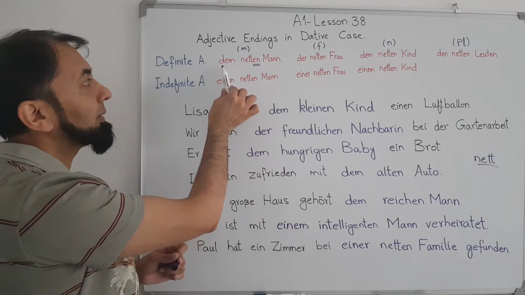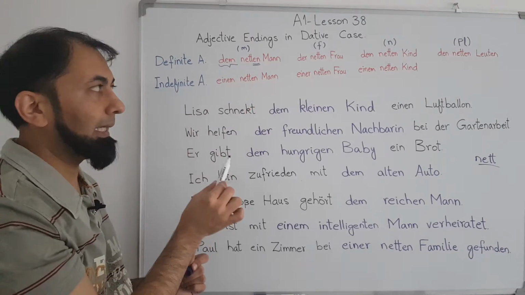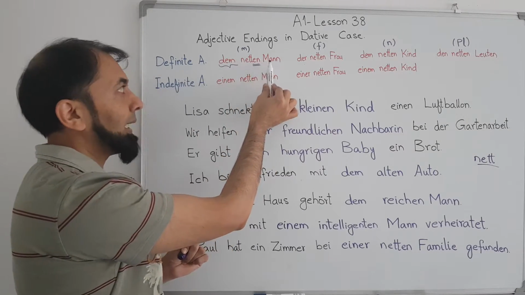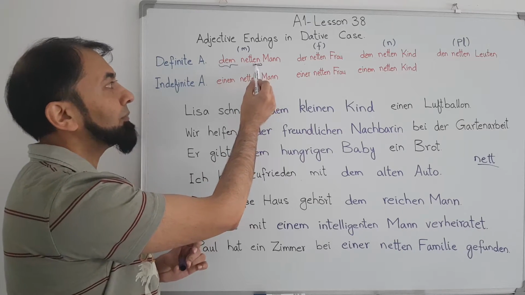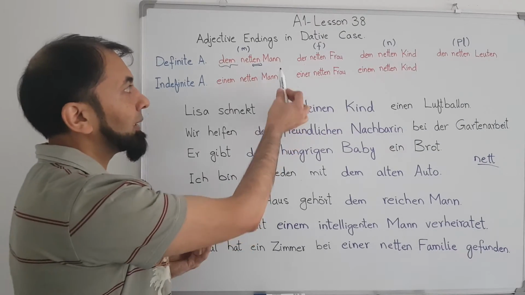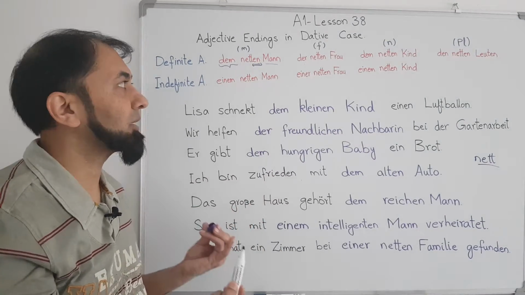We know that the definite article for a masculine noun in the dative is dem, and if we want to say the nice man, then we have to use -en at the end of the adjective, or any other adjective that we are going to use for a masculine noun. Here I have taken the example of Mann. Here it can be any other masculine noun.